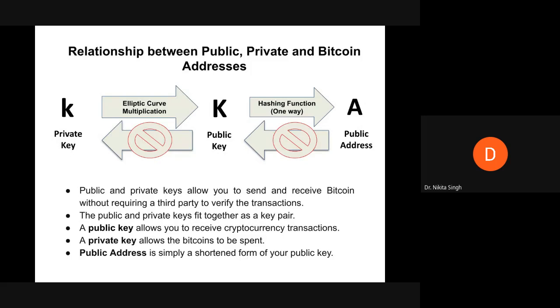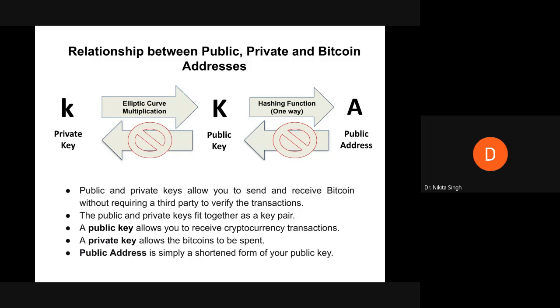So here you can see that we have a public key, we have a private key, and we are trying to understand the relationship between the public key, the private key, and the Bitcoin address. So we know that we make use of public key cryptography, which is also known as asymmetric encryption, to validate the authenticity of something.